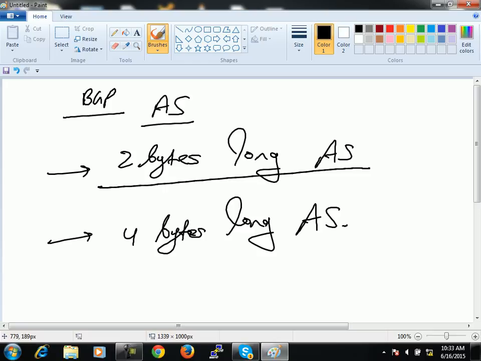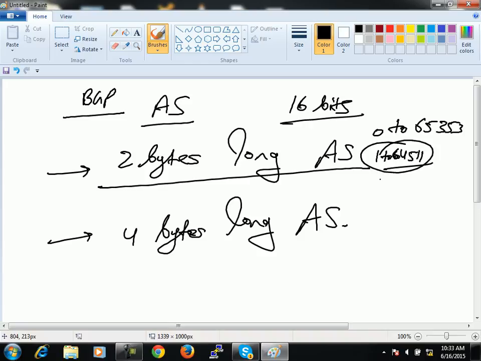If you talk about the 2 bytes long ASs, it means you have 16 bits. You understand? And if you have 16 bits, its range will be from 0 to 65535. Now the first and last cannot be used. From 1 to 64511 is known as public, I mean this range is known as public AS. The remaining will be private ASs, that is from 64512 to 65534. All these ASs will be known as private ASs.